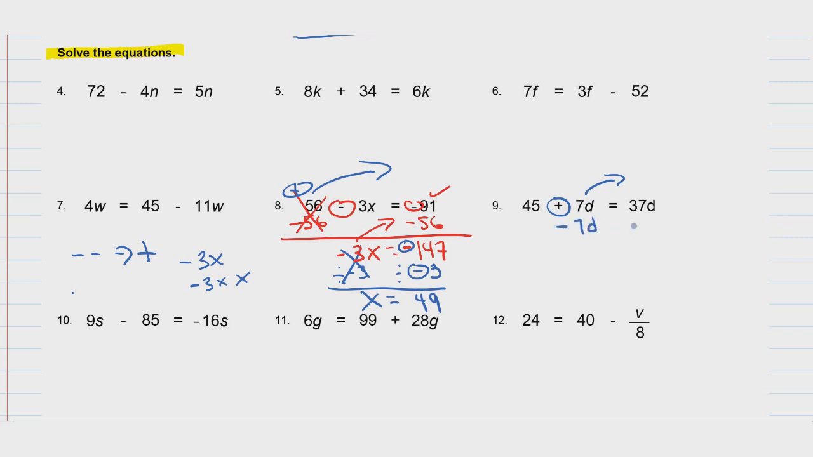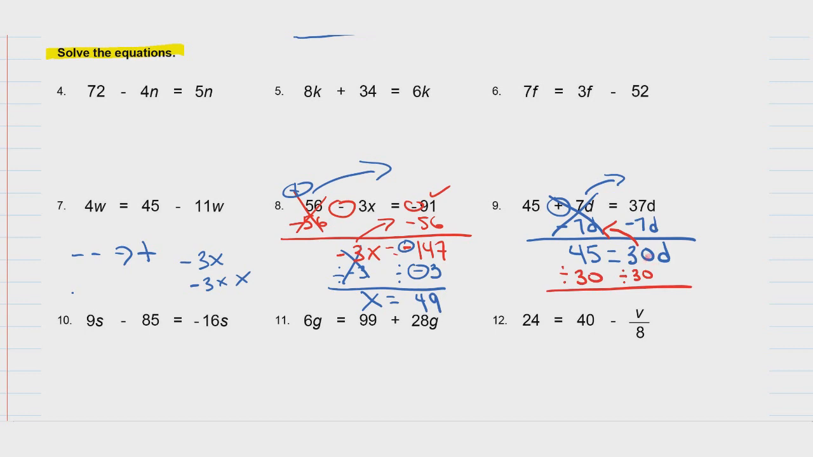Minus 7d, minus 7d. Well, plus 7d minus 7d equals 0, so these are gone, and you're left with 45 on this side of the equal sign. He's totally happy because he is not near a variable. On this side, we're going to have 37d minus 7d, which gives us 30d. And the 30 needs to get away from the d and join the 45. We know this is multiplication, so the opposite operation will be to divide both sides by 30.